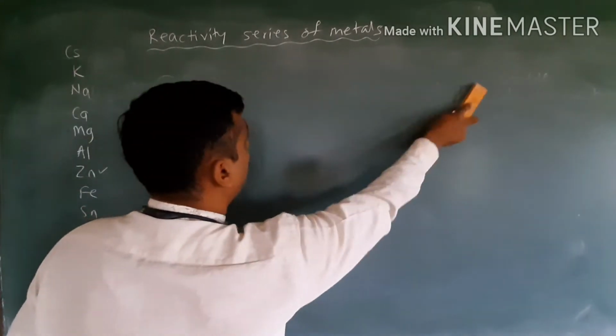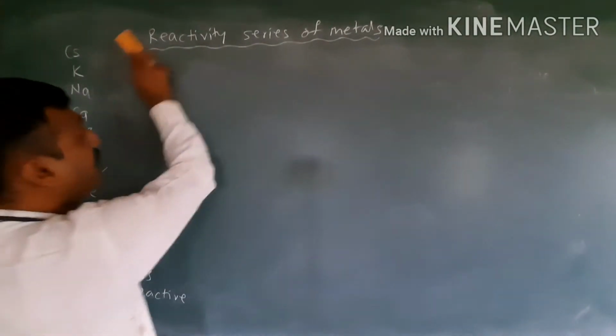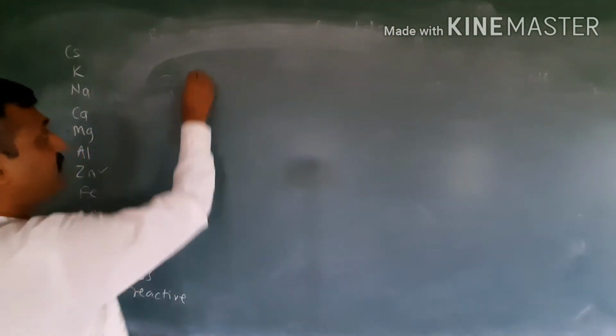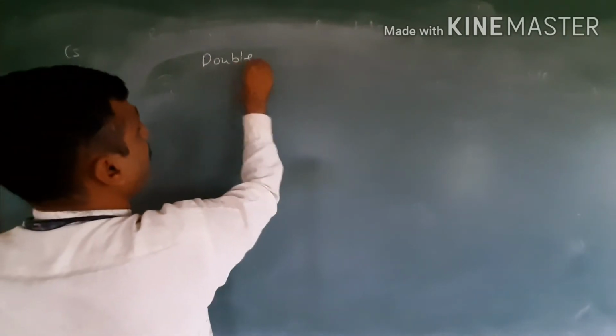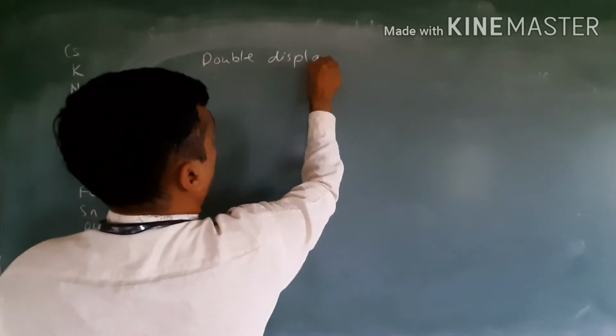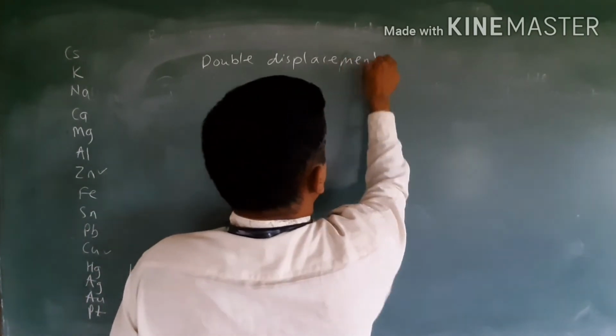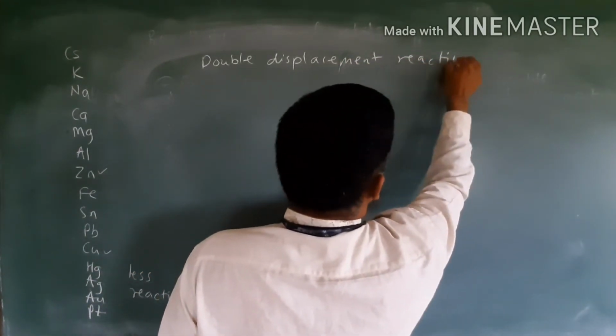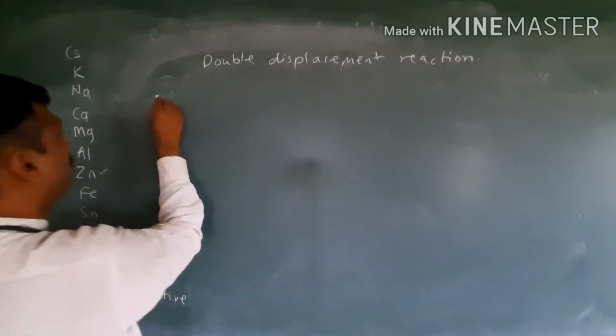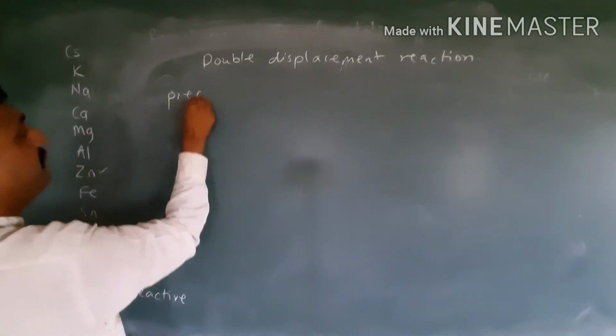Now we are learning about double displacement reactions. Double displacement reactions are of two types. Which are the types of double displacement reactions? First one, precipitation.